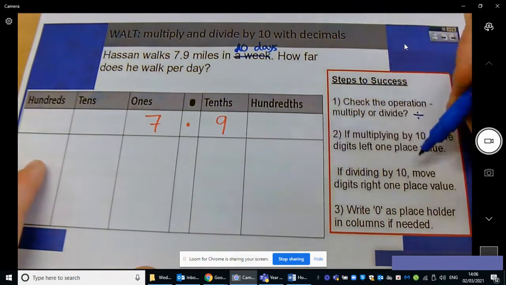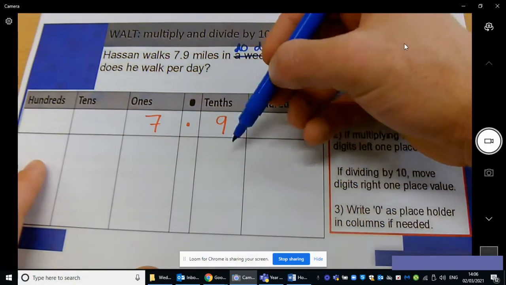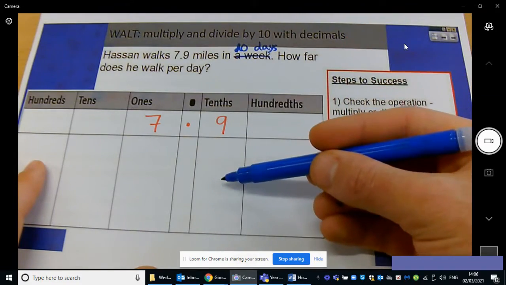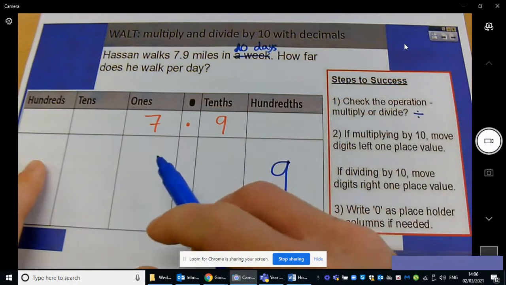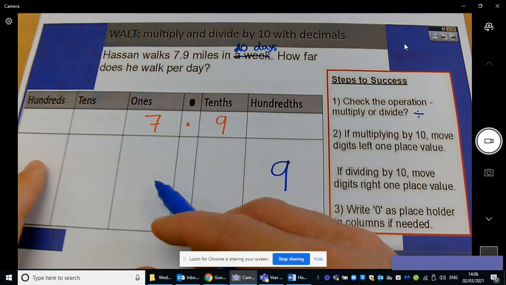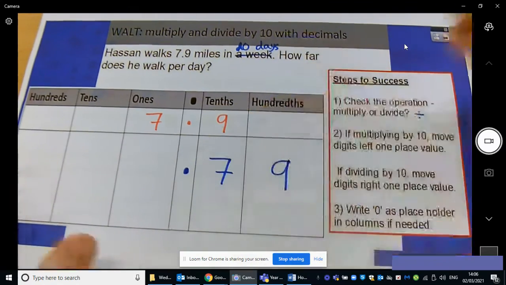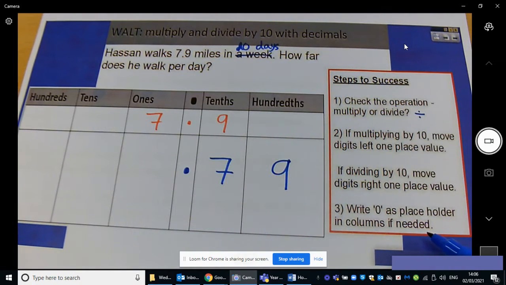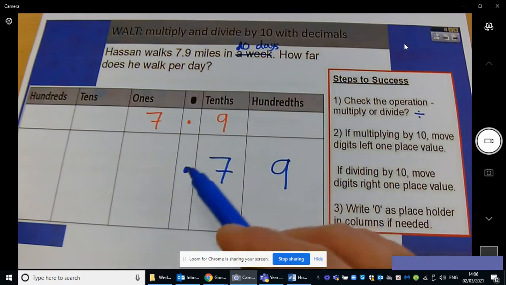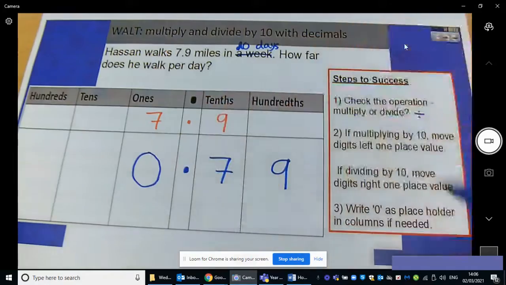So we're moving all the numbers right one place value because we're dividing. So the 9 tenths become 9 hundredths. The 7 ones are becoming 7 tenths. Decimal point stays the same. And then write a 0 as a placeholder in the columns if needed. Do we need a placeholder here? Yes, we do. We can't just put 0.79. We need to make sure that we have 0 ones ahead of that.